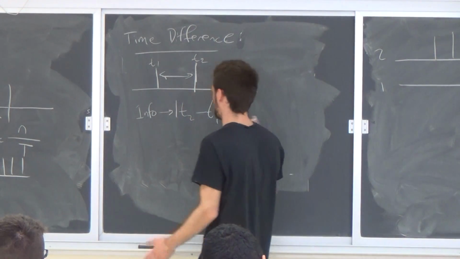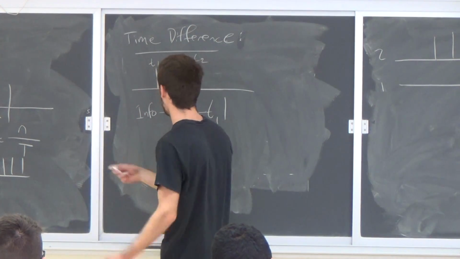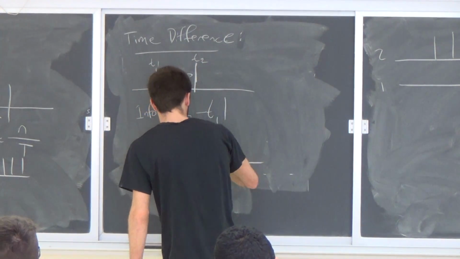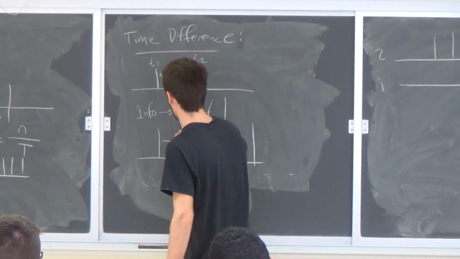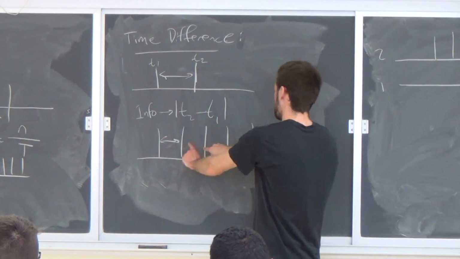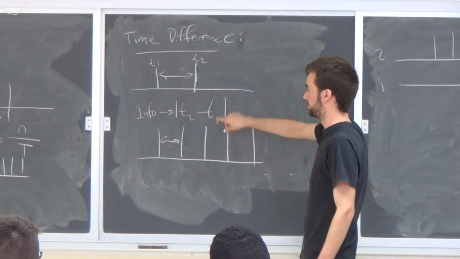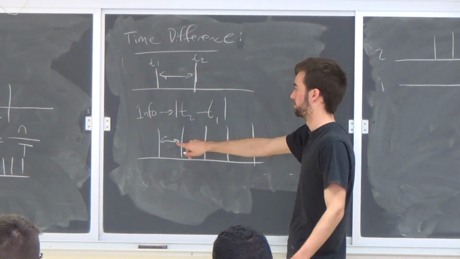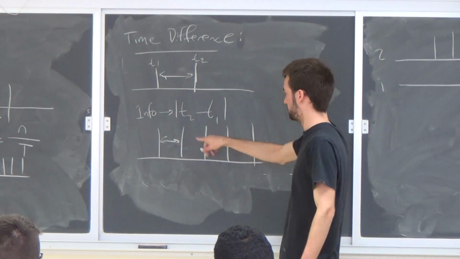If you're seeing a stationary stimulus, then you would expect the spike train to be very uniform, with the same distance here and here and here, because you have the same stimulus, and you're coding the same amount of information.